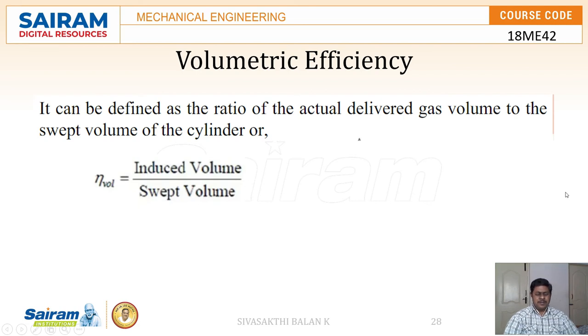Next we will discuss the volumetric efficiency. It is another common expression that we use in the reciprocating compressor. It can be defined as the ratio of the actual delivered gas volume to the swept volume of the cylinder, or in general as the ratio between the induced volume and the swept volume.